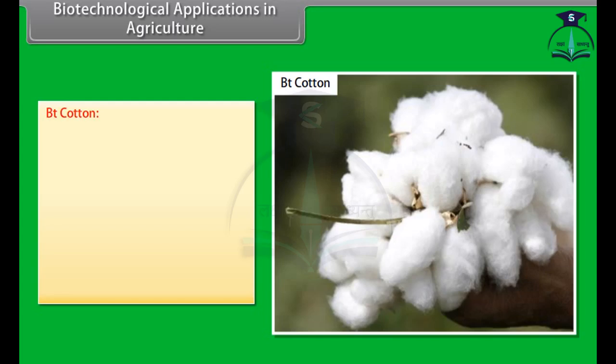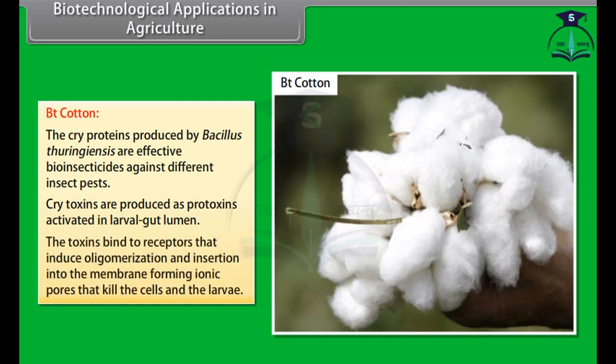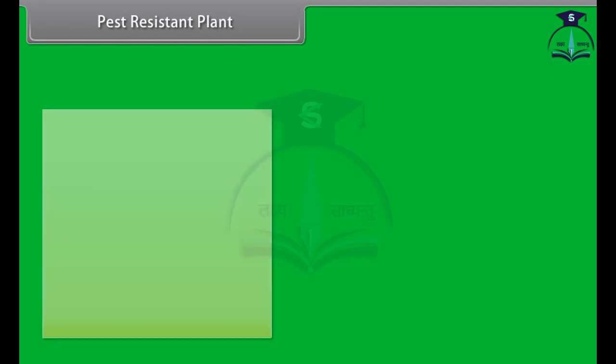Bt cotton. The cryoproteins produced by Bacillus thuringiensis are effective bioinsecticides against different insect pests. Cryotoxins are produced as protoxins activated in larval gut lumen. The toxins bind to receptors that induce oligomerization and insertion into the membrane, forming ionic pores that kill the cells and the larva. Pest-resistant plant.